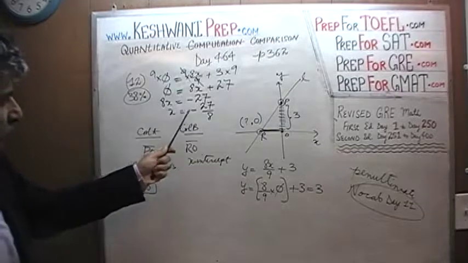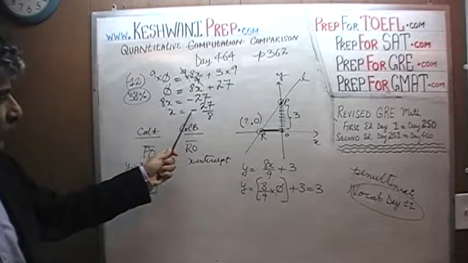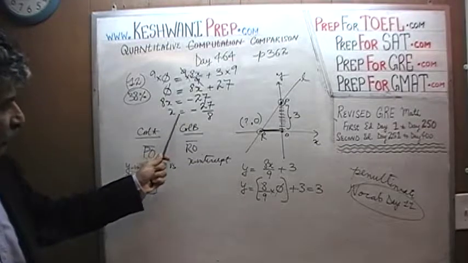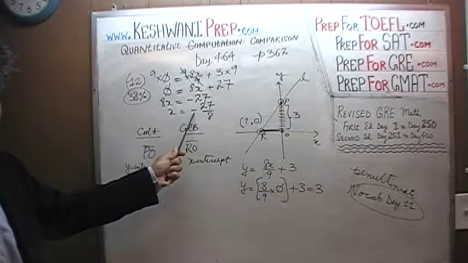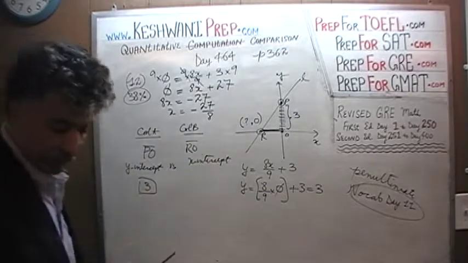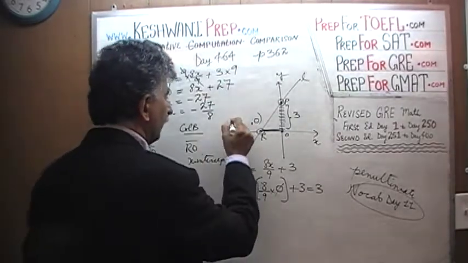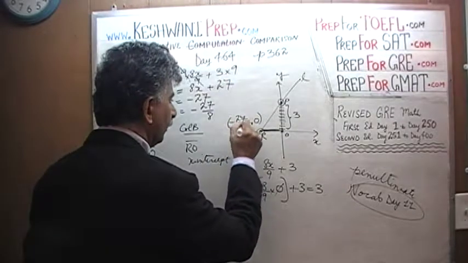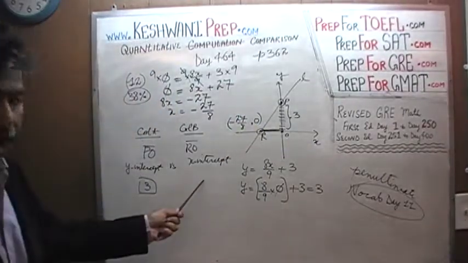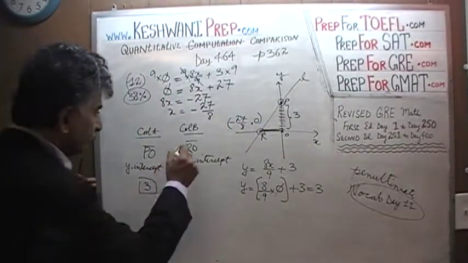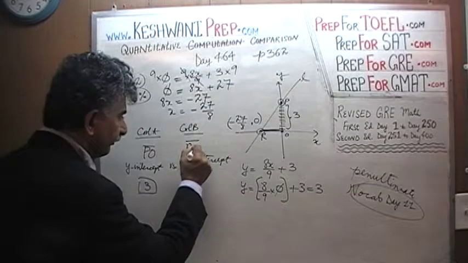Now, this is where things get prickly. This x actually represents the x coordinate of this point. The x coordinate of this point we just found out is negative 27 over 8. But that's not what we put here. This represents the distance. This is the distance R to O.